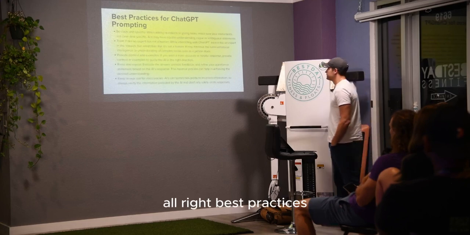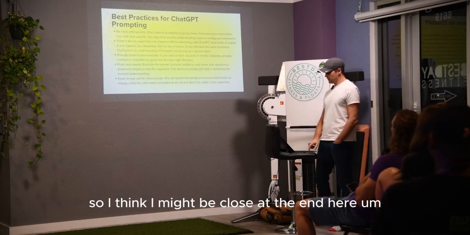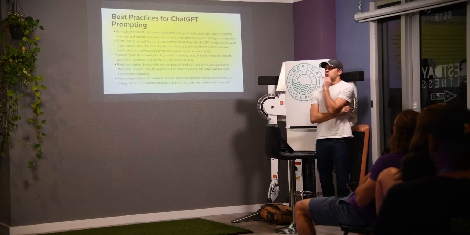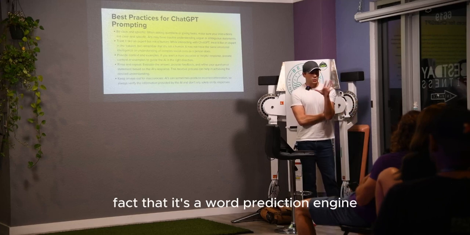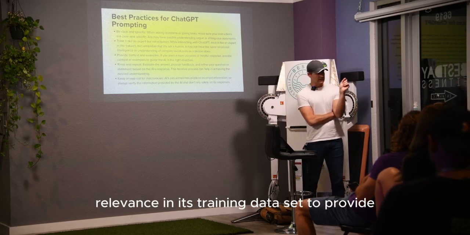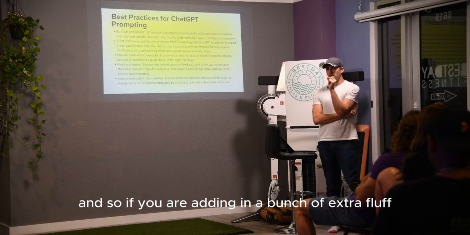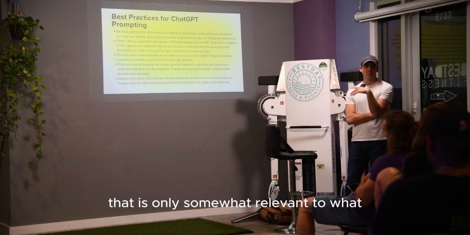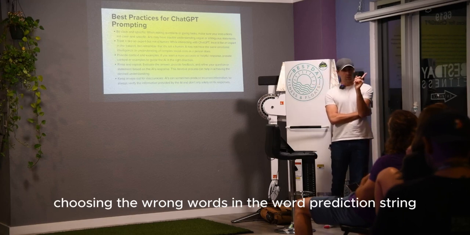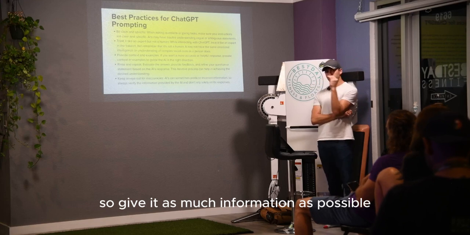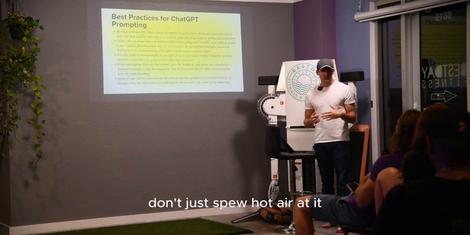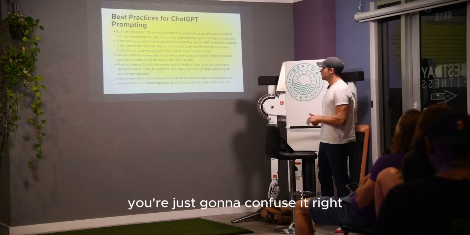All right, best practices. So I think I might be close to the end here. Be clear and specific. Again, I'm going to keep harping on this fact that it's a word prediction engine, and it is looking for relevance in its training data set to provide you an answer. And so if you are adding in a bunch of extra fluff that is only somewhat relevant to what you're looking for, you're increasing the odds of it choosing the wrong words in the word prediction string. So give it as much information as possible, but don't give it any extraneous fluff that really doesn't add any value to the conversation. Don't just spew hot air at it. You're just going to confuse it, right?